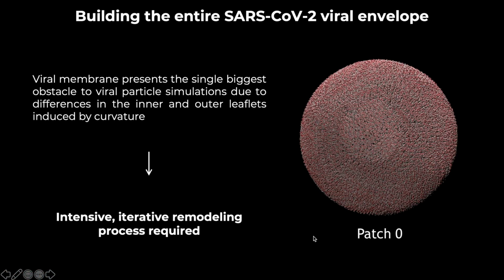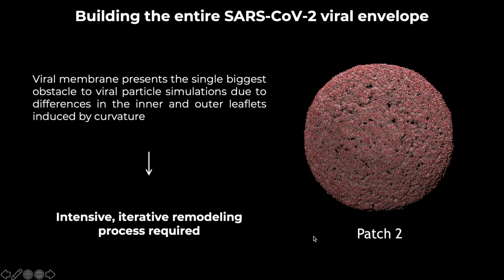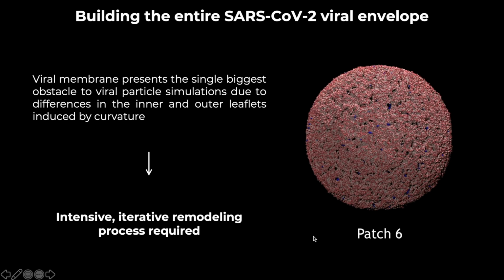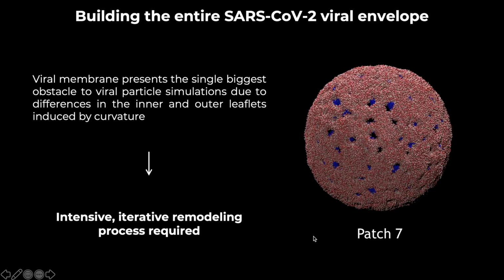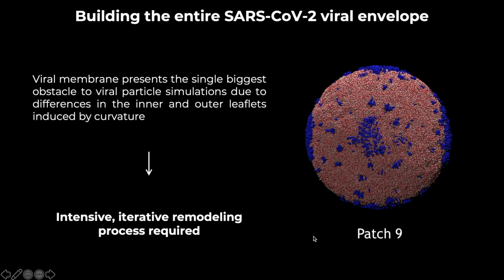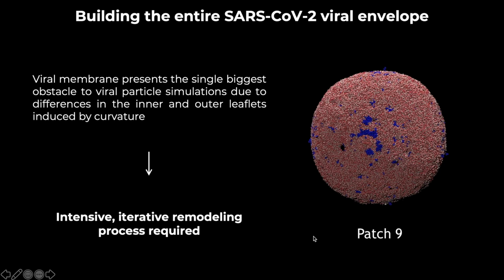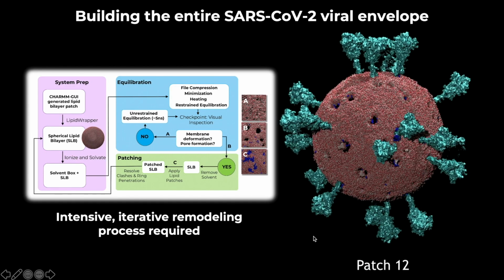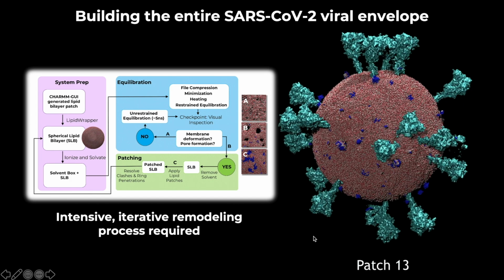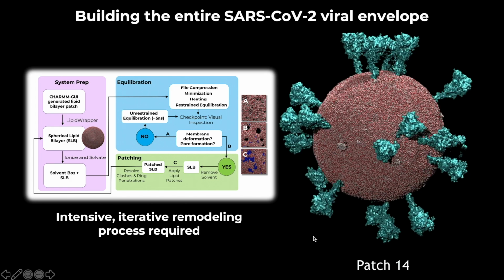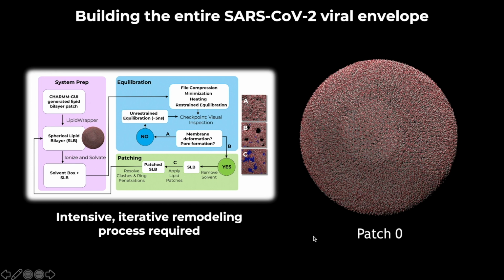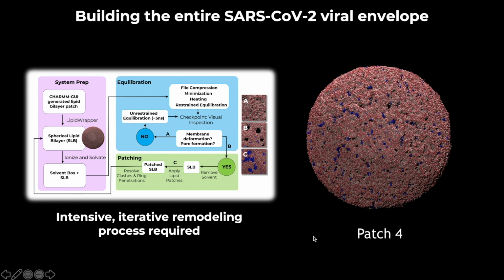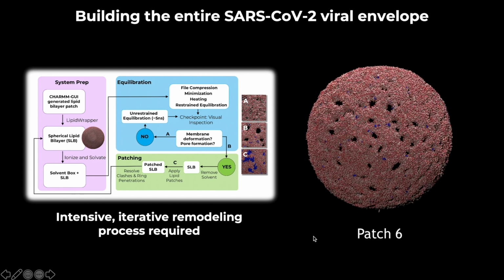to. The other major challenge, in fact the single biggest obstacle to simulating the entire viral particle, is getting the membrane right. And this is because of the difference in curvature between the inner and outer leaflets of the membrane, which makes all sorts of interesting and challenging things happen. So what is required is an intensive iterative modeling process, shown here. I won't go into its detail, but we go through a series of essentially patching different holes and deformations in order to make that viral particle membrane both biologically realistic as well as accurate enough physically for numerical simulation.